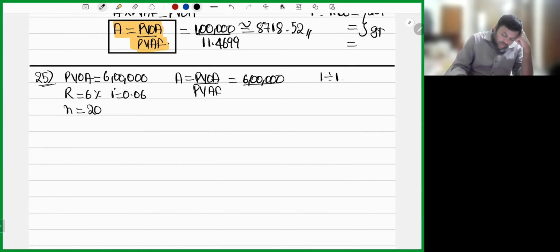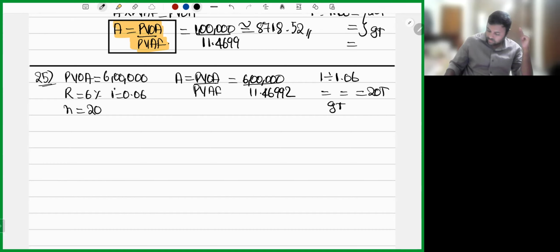1 divided by 1.06, equal to symbol, 20 times, grand total. 1, 2, 3, 4, 5, 6, 7, 8, 9, 10, 11, 12, 13, 14, 15, 16, 17, 18, 19, 20. Grand total, it will be 11.46992. So you will get 52,310.74, approximately 311.